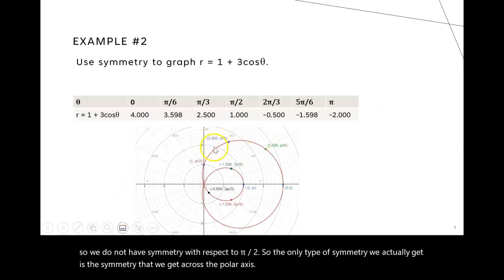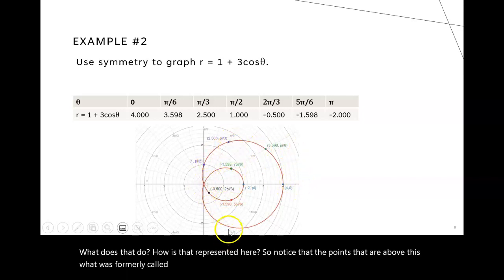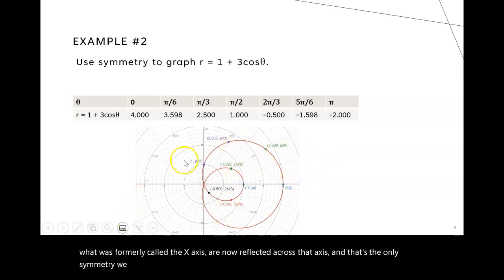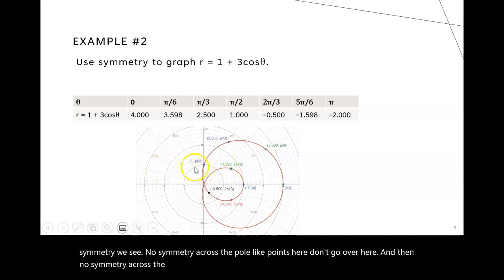So what does that do? How is that represented here? Notice that the points above what was formerly called the x-axis are now reflected across that axis, and that's the only symmetry we see. No symmetry across the pole, like points here don't go over here, and no symmetry across the pi over 2 axis, so we don't see points going over here to here.